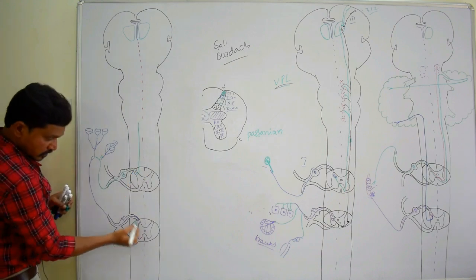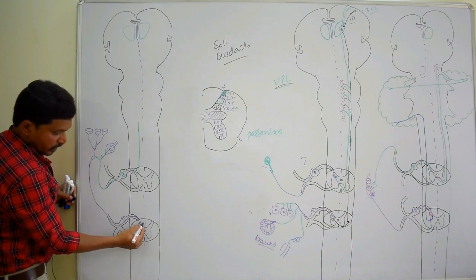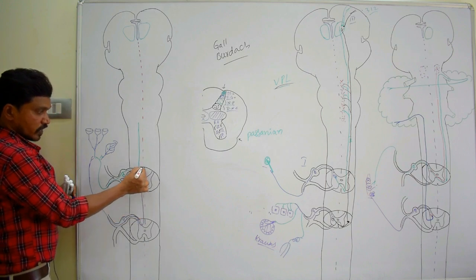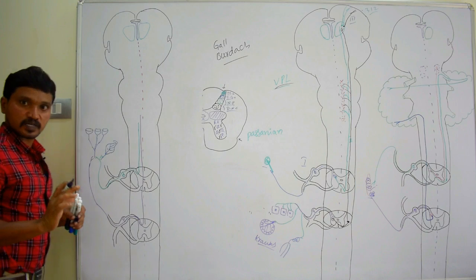Then here the same. They reach here, they couldn't find any nucleus. Then they ascend upward in the posterior white fasciculus. They ascend upward like this. Then they reach the medulla oblongata.